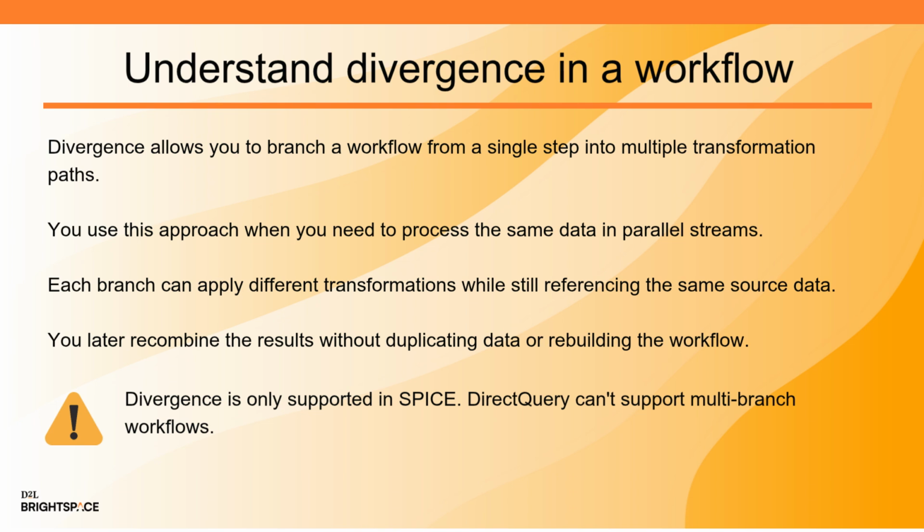You use this approach when you need to process the same data in parallel streams. Each branch can apply different transformations while still referencing the same source data. You later recombine the results without duplicating data or rebuilding the workflow.